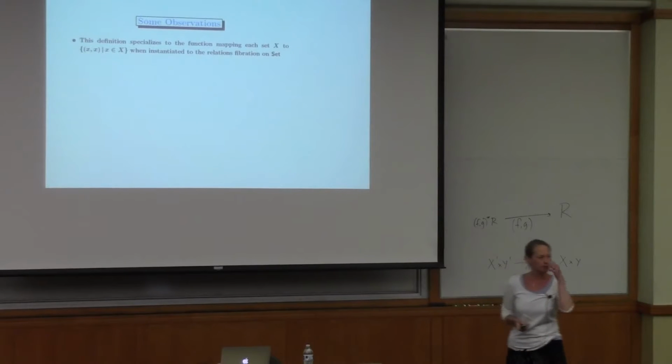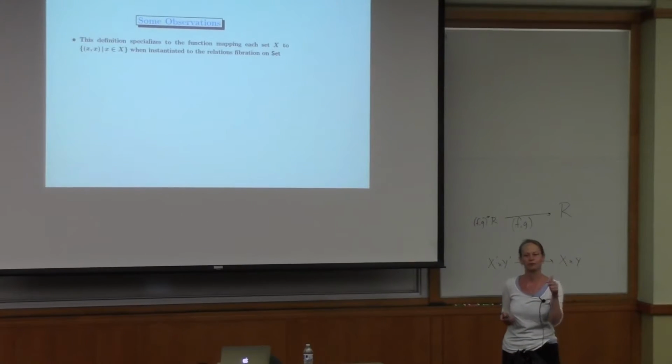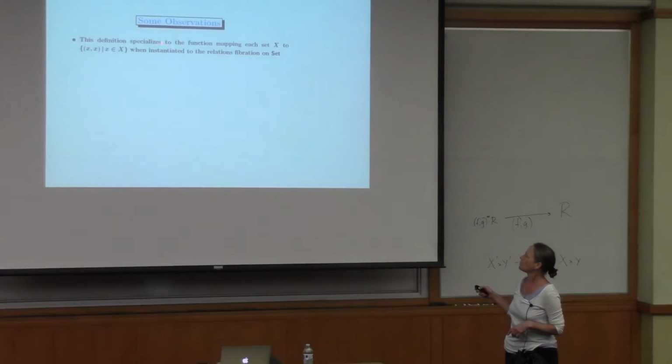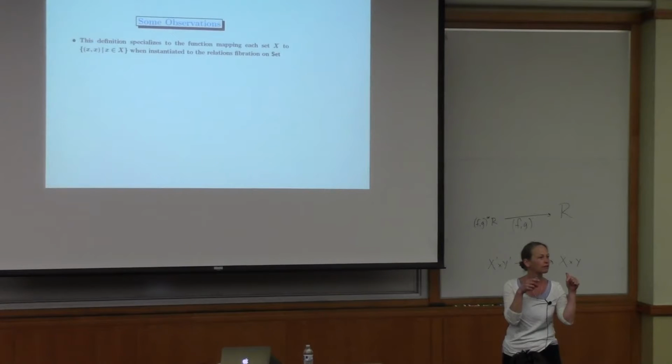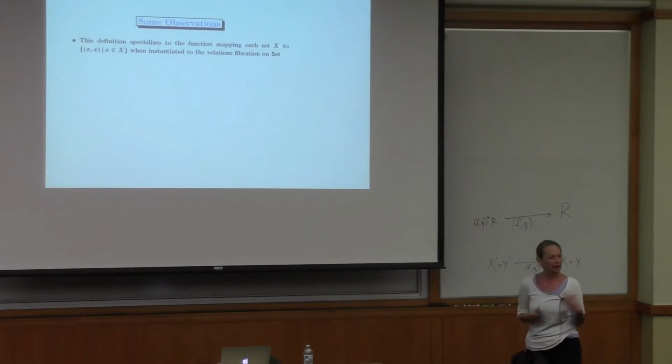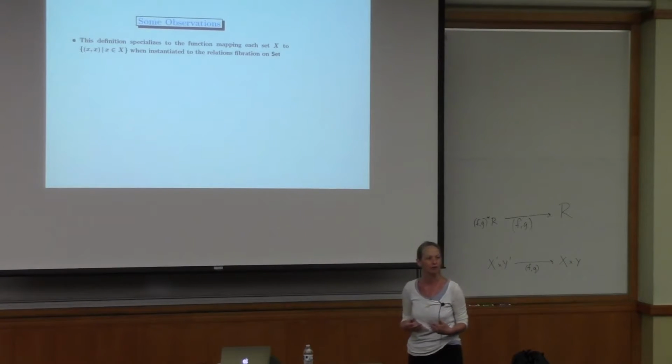Okay, so I want to make some observations. The only one that is really important for us is this one. That notion of equality that I just mentioned, if you instantiate that in the relations fibration, you get exactly the notion of equality that we talked about before, right? It's just the set of all the pairs of things that are equal. Okay, so that means it's a good notion of equality, because when you instantiate to a simple setting, you want to get back the thing that you know and love as equality.